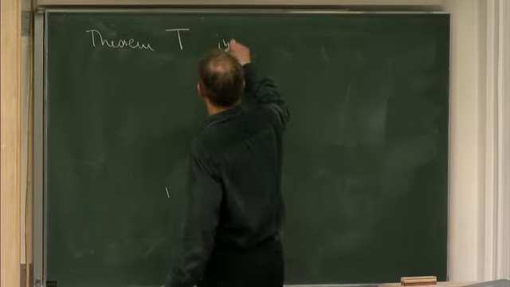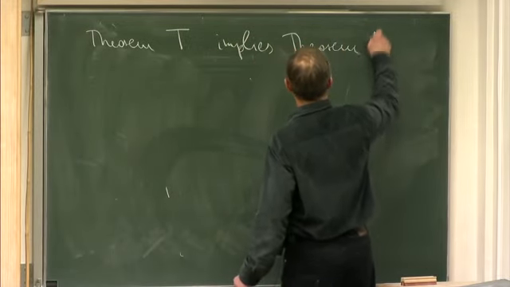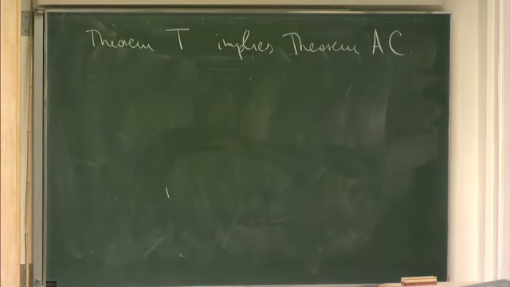Theorem T implies theorem AC. So that's the fact that I want to accept now. Okay, once we accepted this fact, how do we prove theorem T?